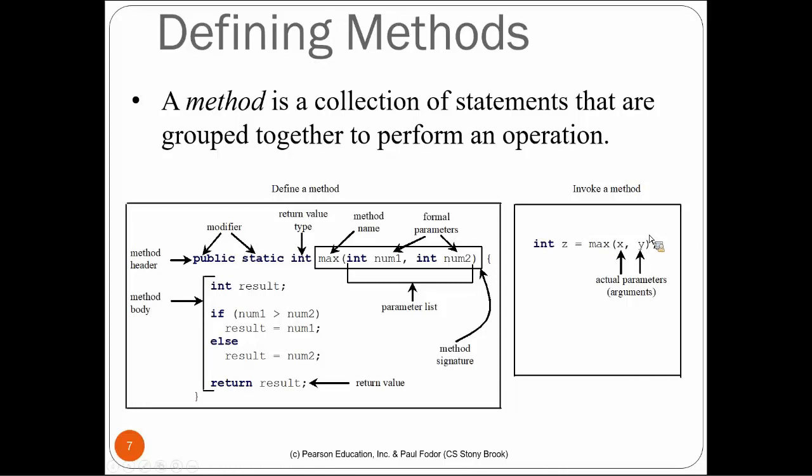Next, we can invoke a method, like for instance max, by passing it actual parameters. Actual parameters or arguments are basically values that get copied into the formal parameters. So when we execute the method, we have these input values. Finally, when we execute a method that returns a value, like for instance in this case an integer, we can use it in any expression. We can assign that integer to a variable of the type int.